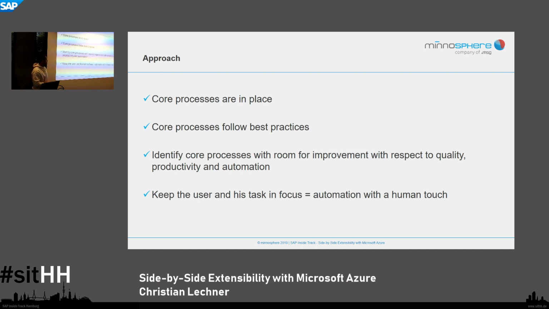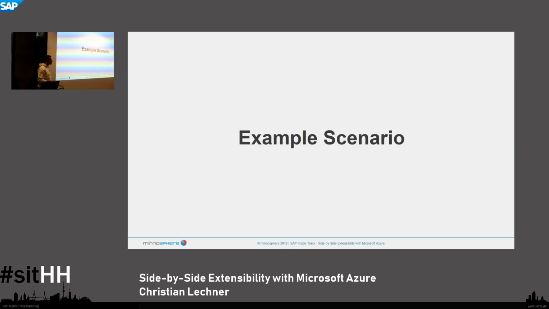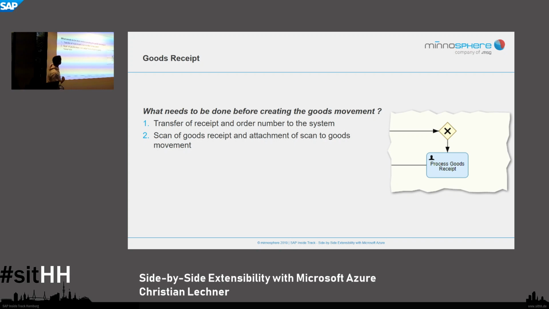So this is the starting point, and in order to make it a bit more tangible, I brought an example scenario with me. Quite a basic scenario, it's the goods receipts process. So you have a purchase order, your goods get delivered to you, you create the goods movement within your system, and let's say we are at the construction site. This is where stuff gets delivered, and you get basically a piece of paper in most cases, where all the information is put on.